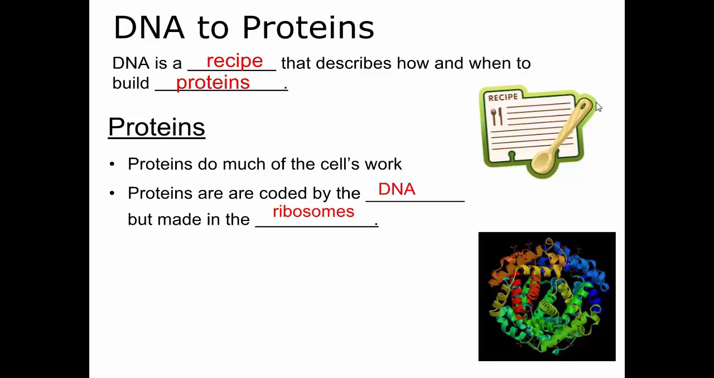So you can think of it this way. If you have an architect, he's the one who draws the blueprints for a building. He does that in his office. The office is the nucleus. But then those blueprints get taken to the contractor, which is outside of the office. Where the contractor is, that's like the ribosomes. And then the contractor builds the building. Those are the proteins. Does that make sense to everybody?